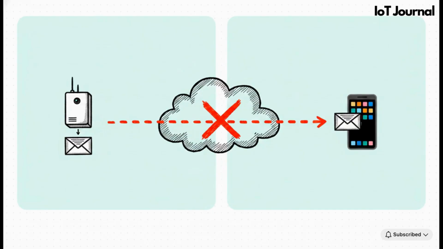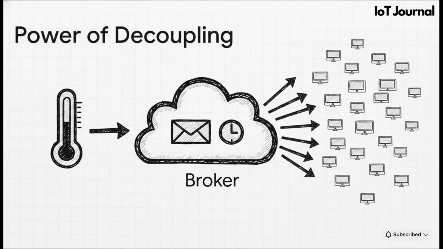The key here? Publishers never talk directly to subscribers. They only interact with the broker. This complete decoupling makes the whole system incredibly scalable. Devices don't need to know each other's IP addresses, they don't even have to be online at the same time, and operations just happen in the background. Because of this, one single sensor can effortlessly update hundreds of dashboards.